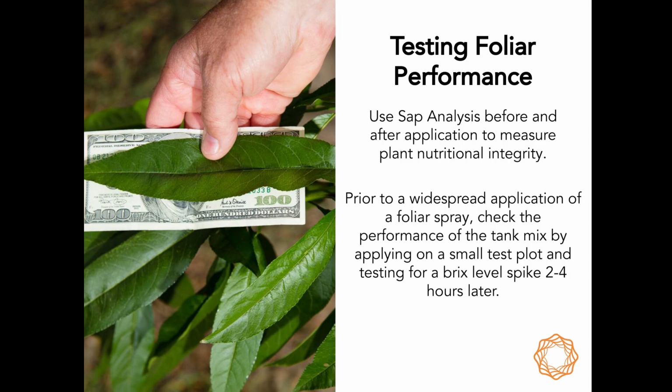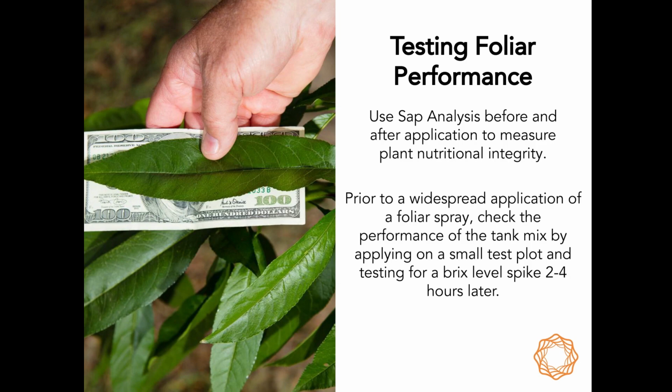The goal is to observe a Brix reading spike and see that spikes begin to happen. So if the Brix reading starts moving from a 3, even if it's only at a 6 or an 8 within a few hours, it's likely going to continue spiking for as much as 24 to 48 hours after application.